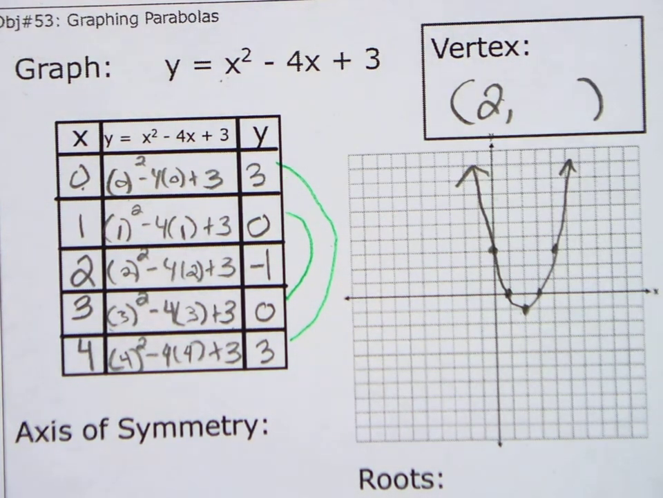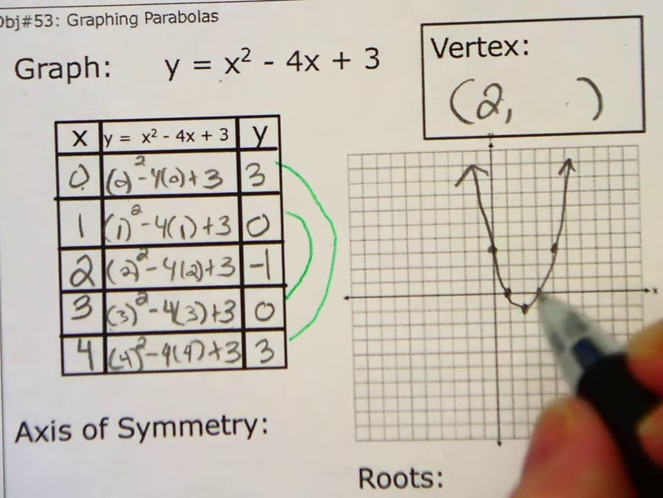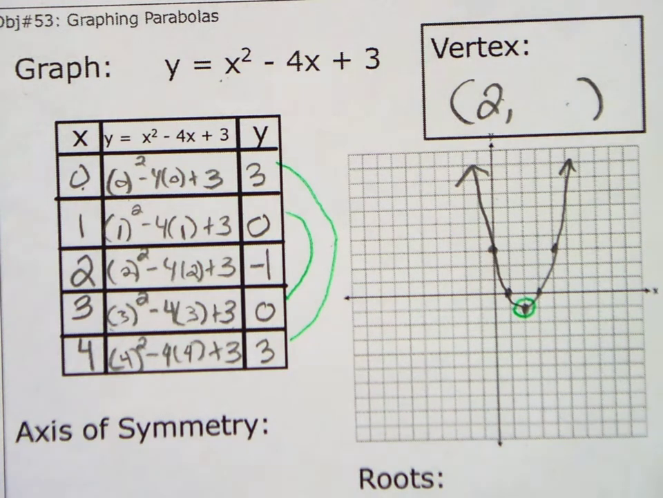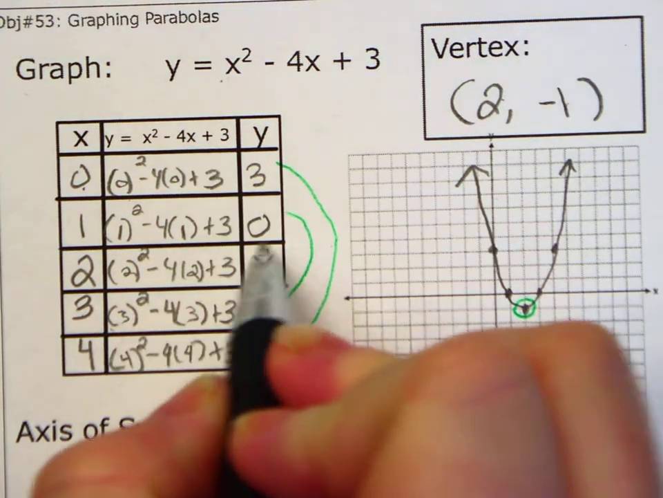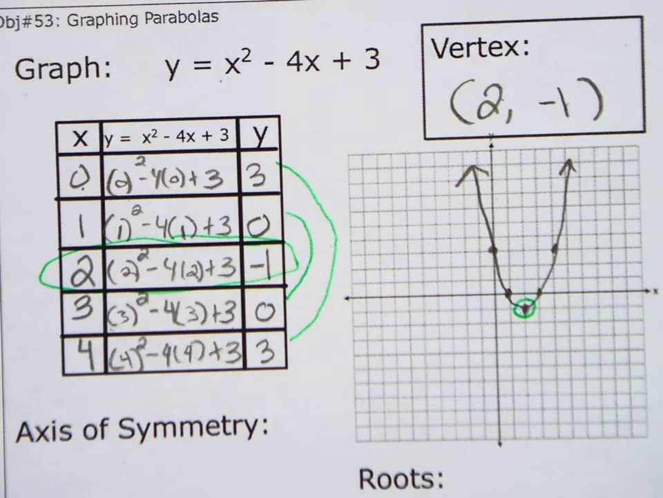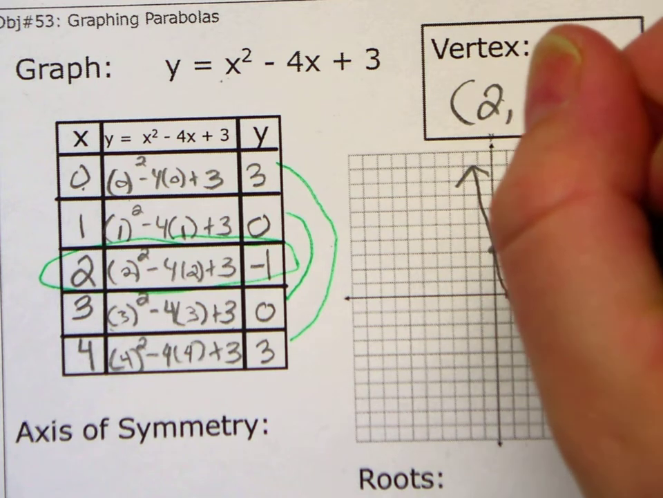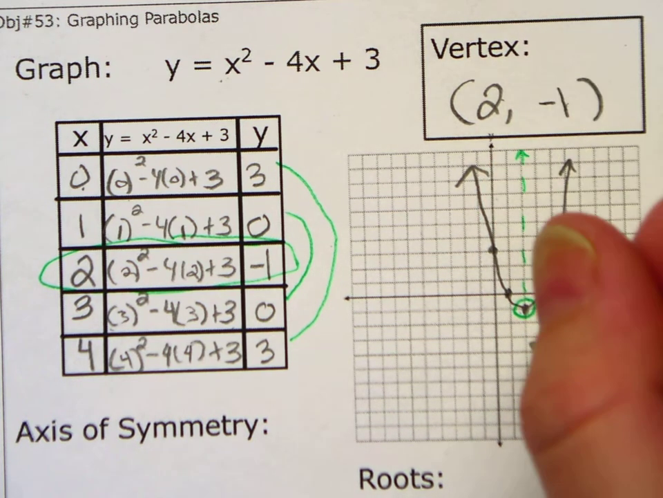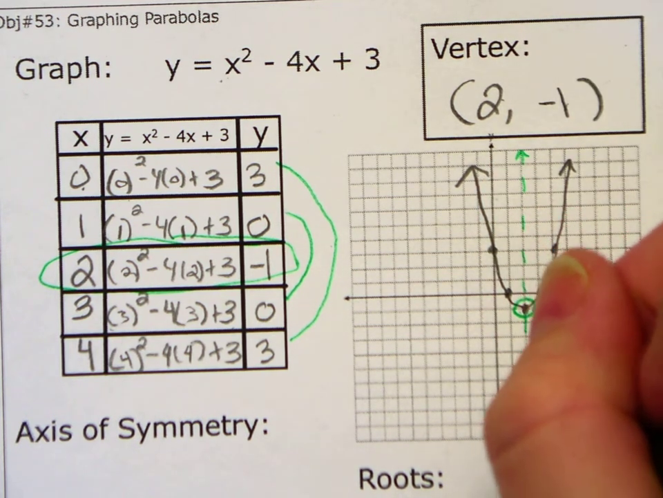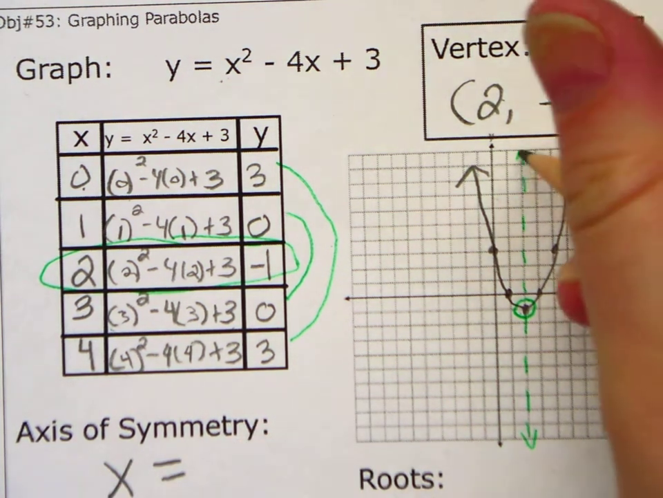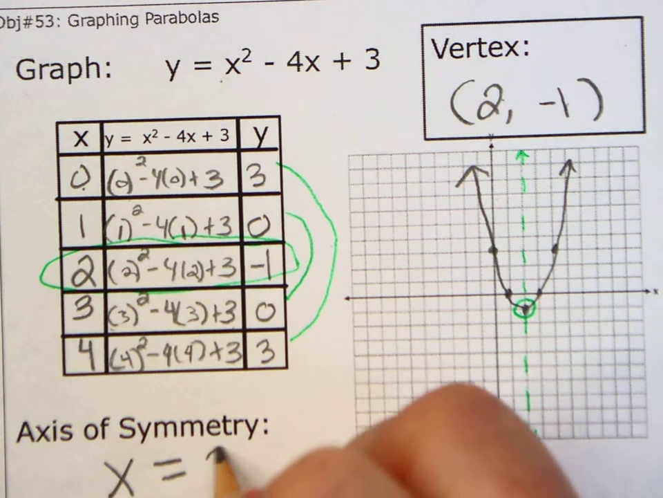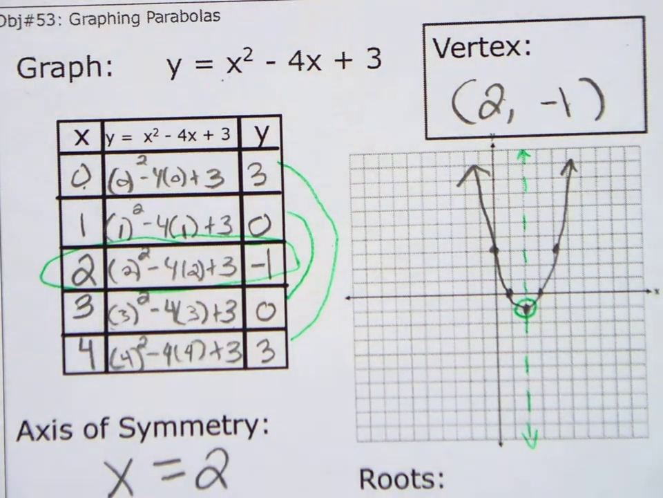All right. So what is the rest of my vertex? 2 what? What is this point right down here? That's 2, negative 1. Remember, it's right in the middle here. What's the axis of symmetry? The axis of symmetry, remember, is this up and down line. I like to draw it dotted. What's the equation of a vertical line? x equals, and then what's the x value this line goes through? 2.